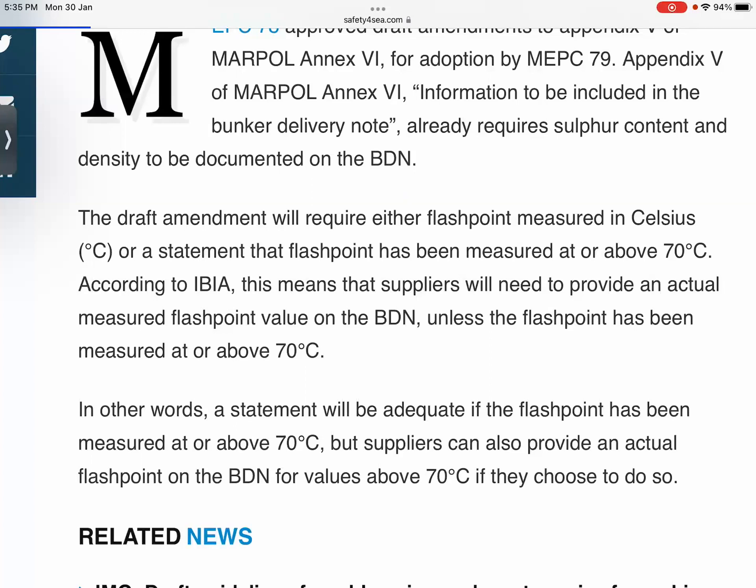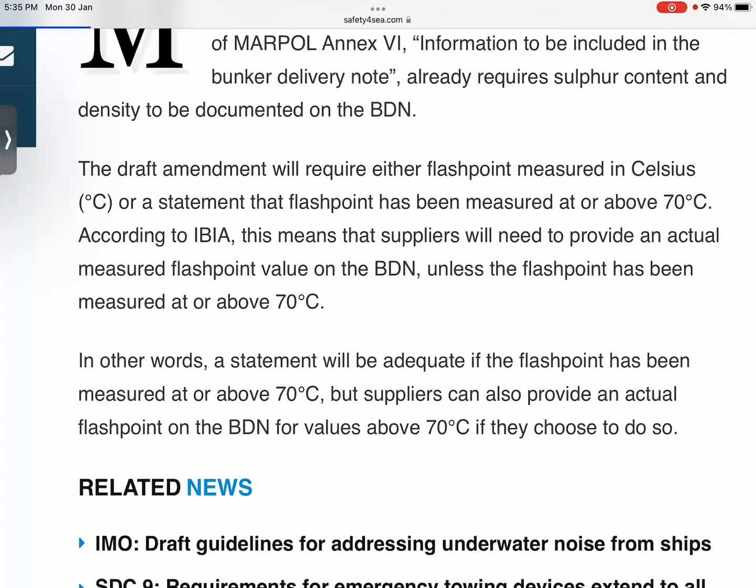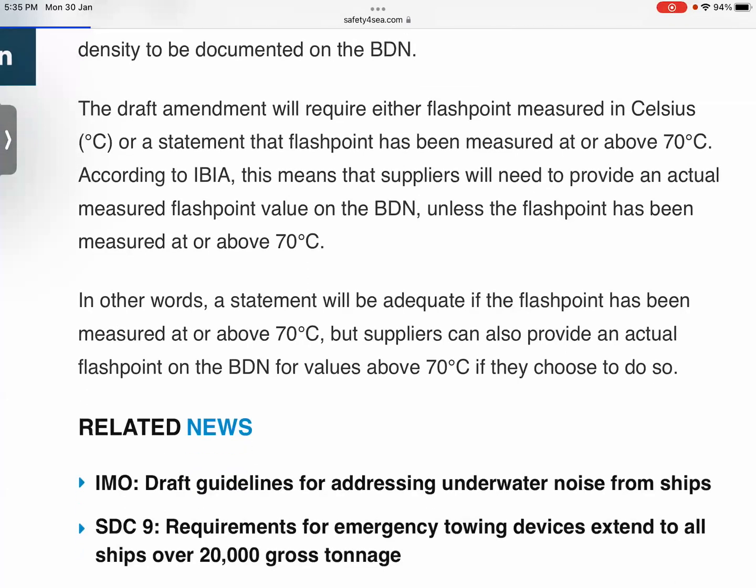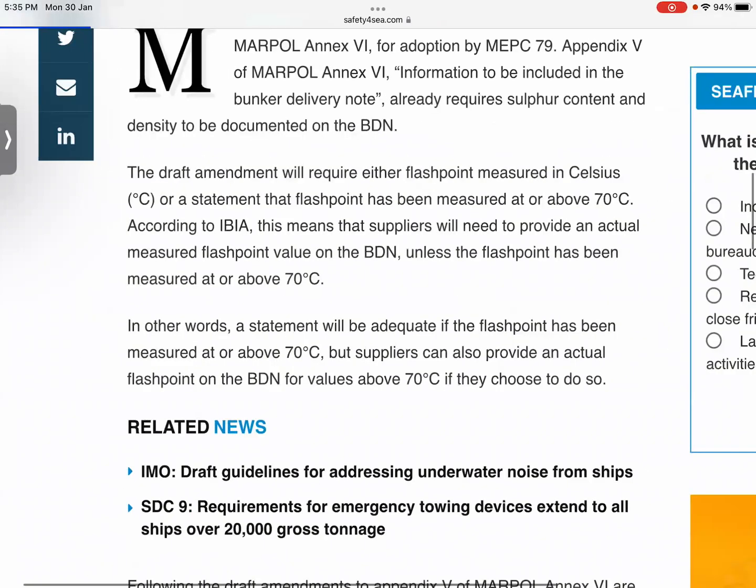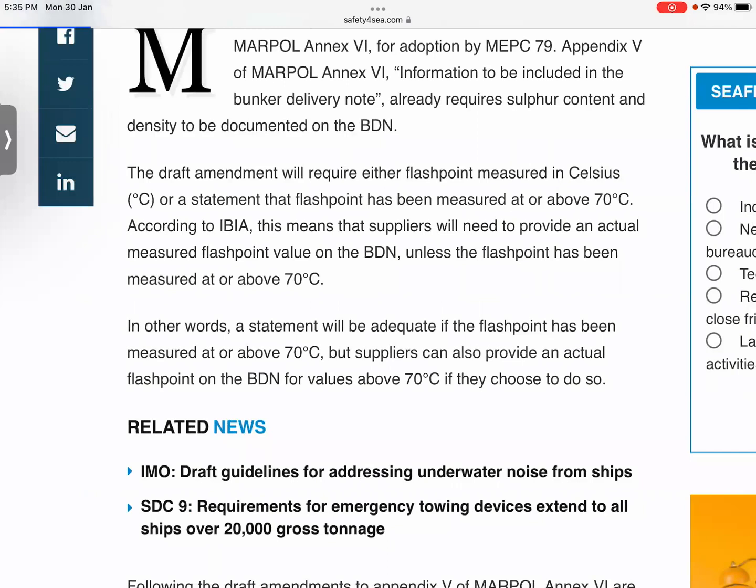Do you understand? If they want, they can actually give the value also, but you can give a statement also. See, just remember this line: a statement will be adequate if the flash point has been measured at or above 70, but suppliers can also provide an actual flash point. Do you understand? You need not mention the mathematical value if you are testing it at more than 70 degrees Celsius when you do the test.